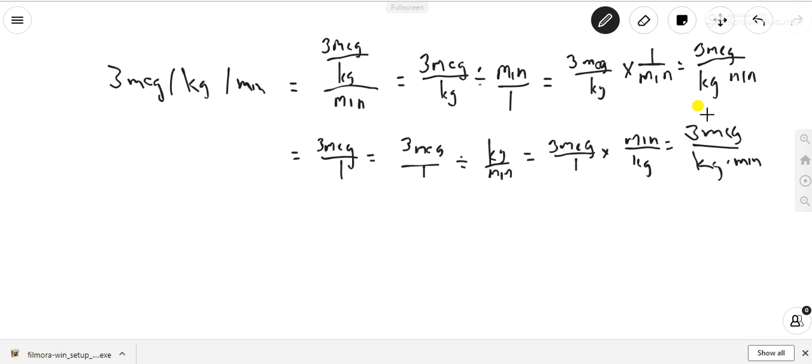What we actually see is that we come out with something different. The convention is, if you have something stacked, the first 2 numbers will be the numerator, and the second number or 2 numbers will be the denominator. So keep that in mind so you don't end up with the wrong thing. This would have been 3 micrograms times minutes over kilograms.